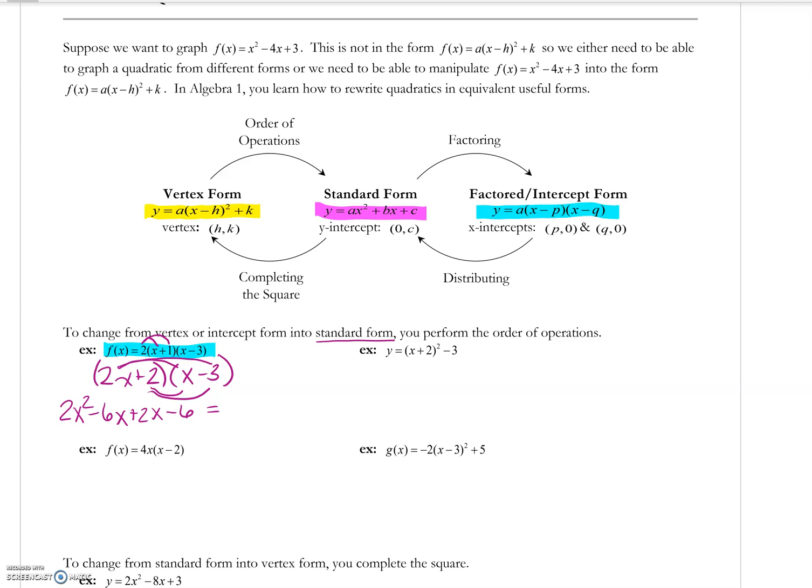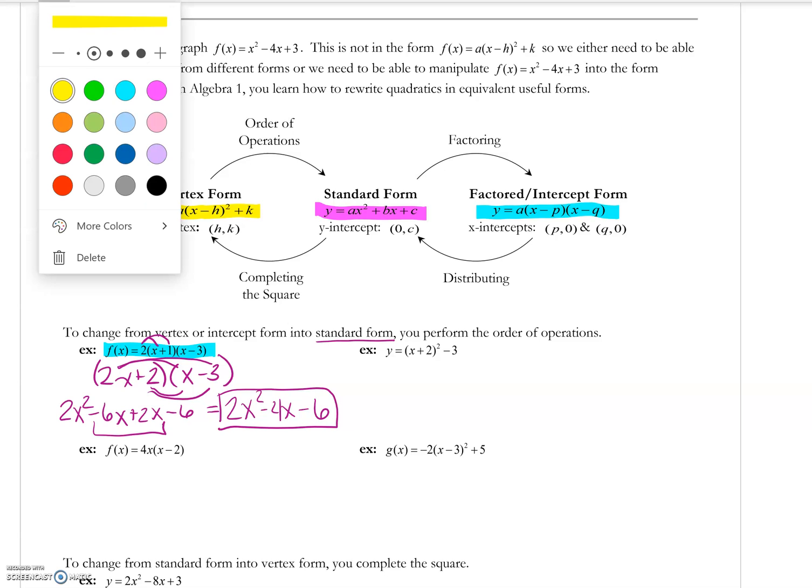When I look here, I see that negative 6x and 2x are like terms, and I can combine them. 2x squared does not have another x squared that I can combine with. Negative 6x plus 2x is negative 4x, and negative 6 does not have a like term. So when I compare this, it looks like it is in standard form. Let's go to the next one. I see y equals (x plus 2) squared minus 3. I know that this quadratic is in vertex form.